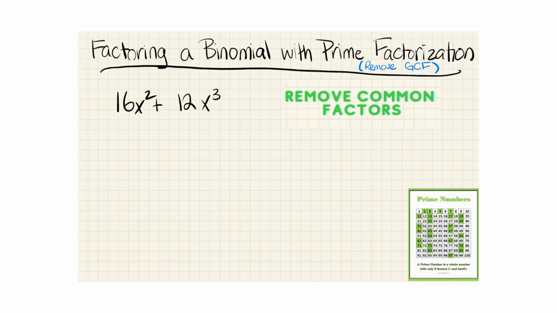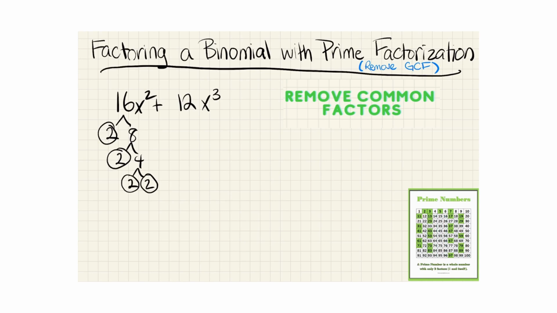So I'm going to take my 16 here in this first term, and just like before, I could use the ladder method, or I could go ahead and use the tree method. Ask myself what makes 16. We got 2 times 8. 2 is prime. What makes 8? 2 times 4. 2 is prime. And what makes up 4? 2 and 2. All right.